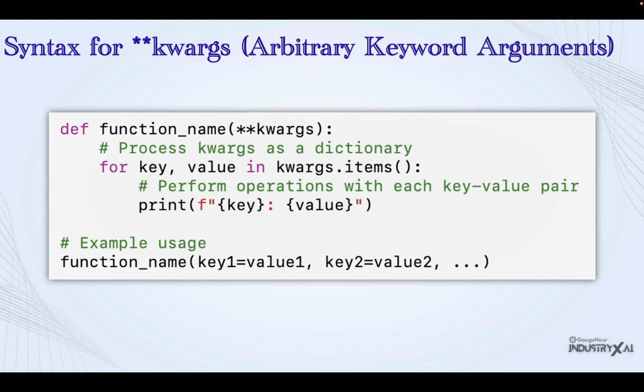So for key comma value in keyword args dot items. Items is the inbuilt function that will iterate through each element of key and value, and we may print the key and value based on the required format.